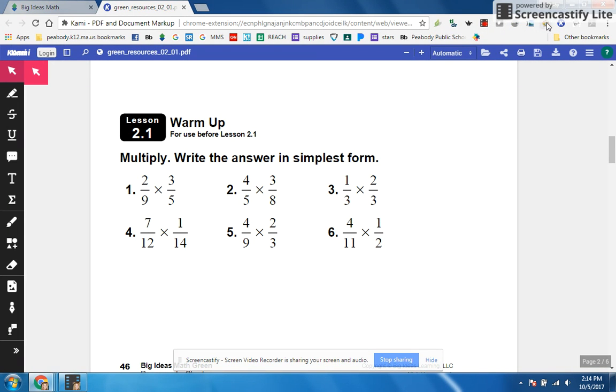Last one. I want to see if you could try this last problem that I want you to do, which is going to be number 4. You're going to see if you can cross cancel if you can, and then get a final answer for 4. So try this last one.